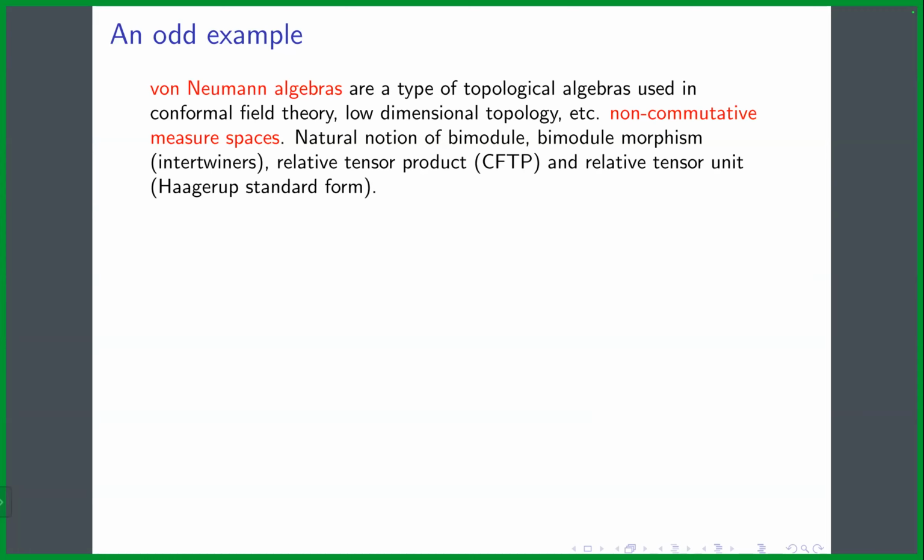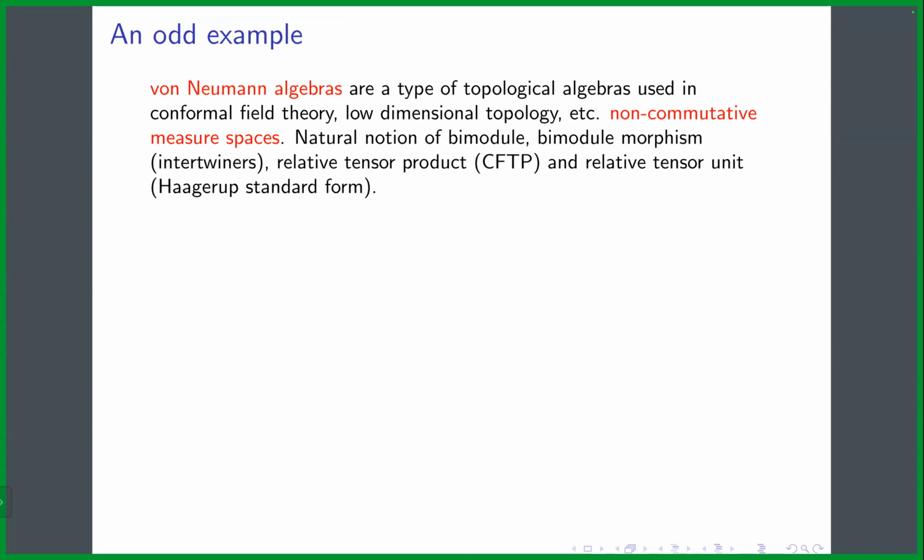Now, if we apply this program to different notions of algebras, sometimes it works and sometimes it doesn't. For example, I got interested in this project by studying binomial algebras, while I was studying conformal field theories. I don't want to bore you with the definition of what a binomial algebra is, but it is a type of topological algebra used in conformal field theory, low dimensional topology, and other areas.